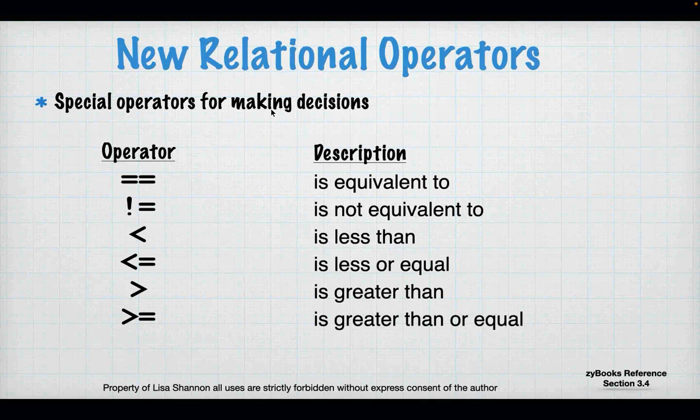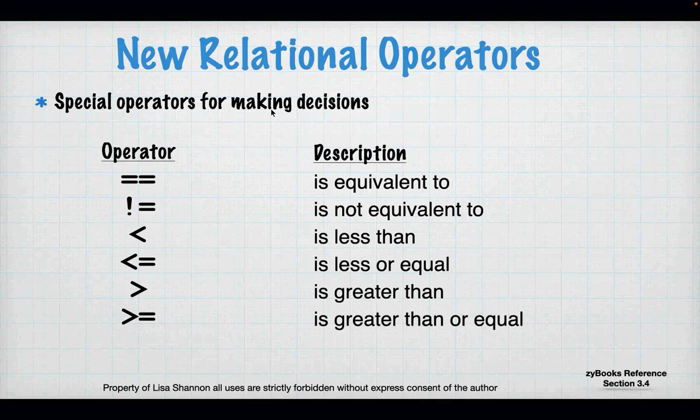Relational operators are about determining the relationship between two pieces of data. A double equal sign says "is equivalent to," so you're asking a question: is one thing equivalent to the other? An exclamation point before an equal sign is "not equivalent." If you see an exclamation point in front of just about any relational operator, it means not.